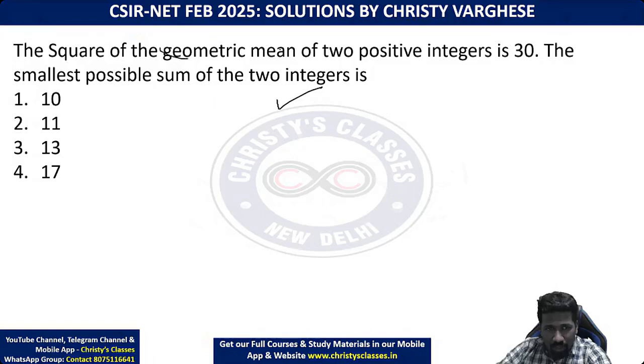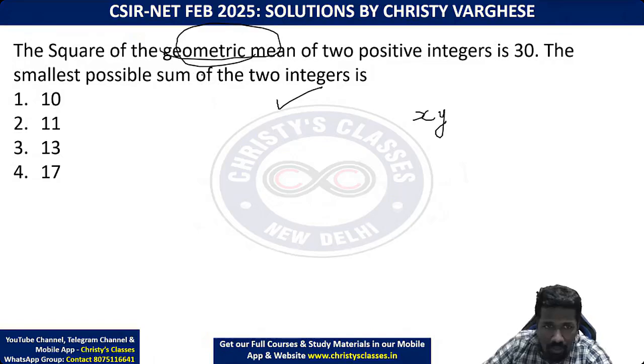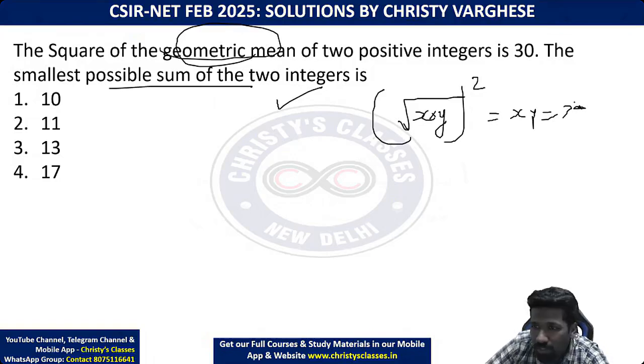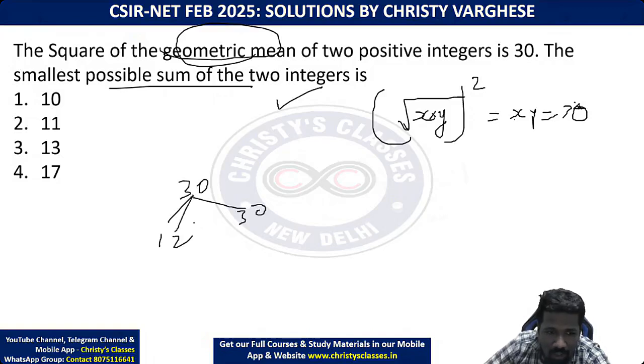Factors question, geometric mean idea is also there. Very fast I will explain. Let x and y be the numbers. Square of geometric mean: geometric mean means multiplying and taking the square root because two numbers are there. So its square means x into y itself. X into y is equal to 30. That is what the first sentence says. Then smallest possible sum of the two integers. So x into y is 30, what can they be? Factorize. Factorizing 30, 1 into 30 is 30, 2 into 15 is 30, 3 into 10 is 30, 5 into 6 is 30.